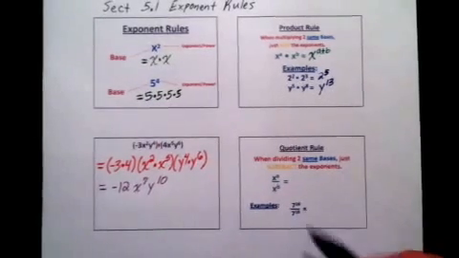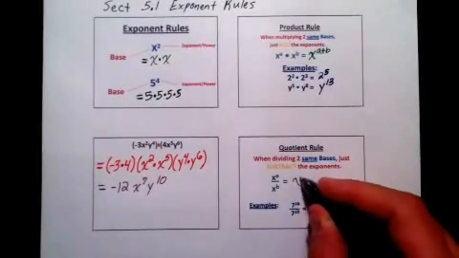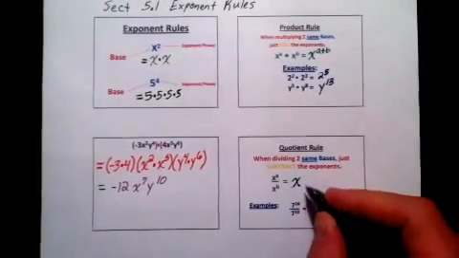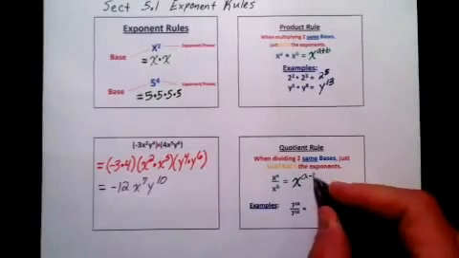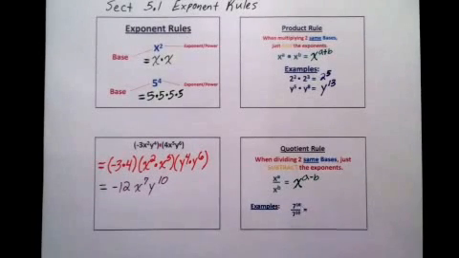So if we had something like x to the a power over x to the b power, well, it's going to combine to keep that same base x, and we would just subtract the powers, a minus b. So in an example here, we have 7 to the 16th power over 7 to the 10th power.